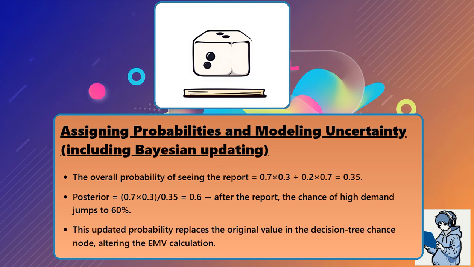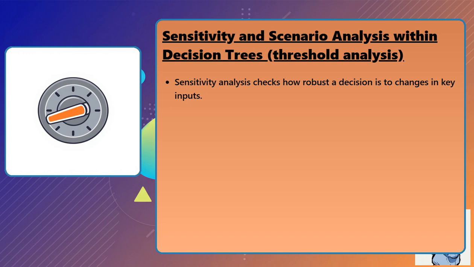This updated probability replaces the original value in the decision tree chance node, altering the EMV calculation. Sensitivity analysis checks how robust a decision is to changes in key inputs.